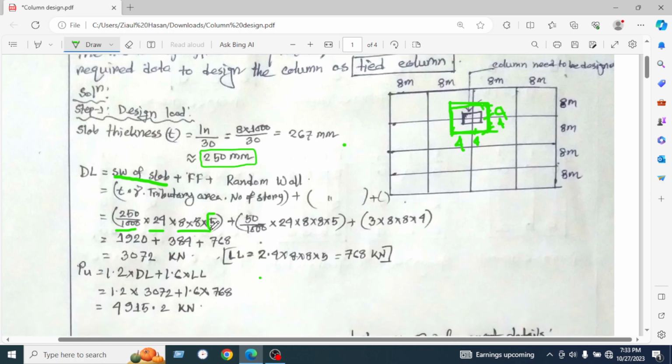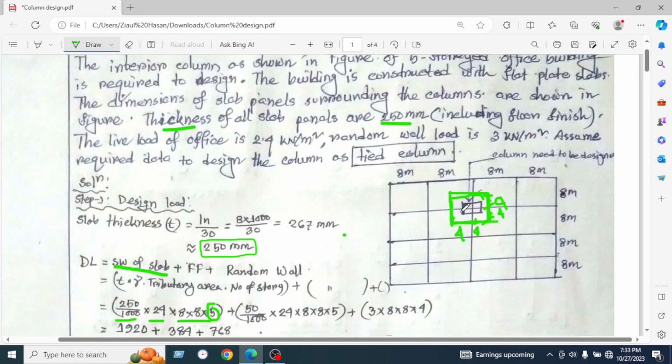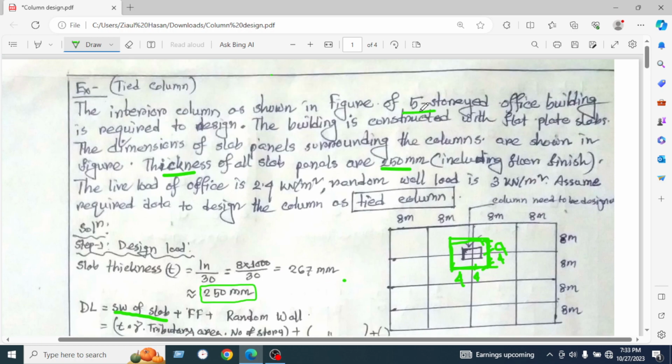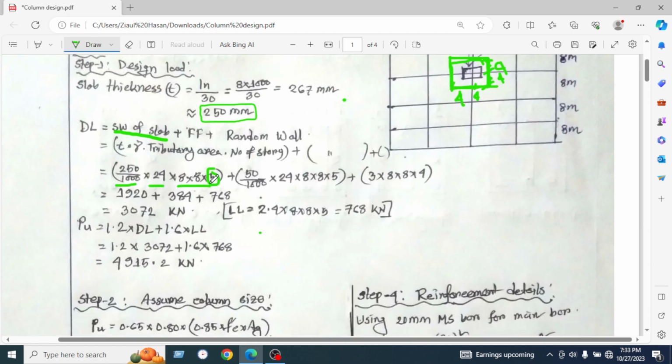And 5 is the number of stories. We will calculate for the bottom story of the column. So the question gives a 5 story building, where the column will be designed. That's why we will use 5. In the same way, we will use 50 divided by 1000, where 50 is the thickness of the floor finishing, and 24 is the unit weight of concrete, and 8 into 8 means the tributary length in the x direction and the tributary length in the y direction, and 5 is the number of stories, as it is a 5 story building, and that's why we will use 5.